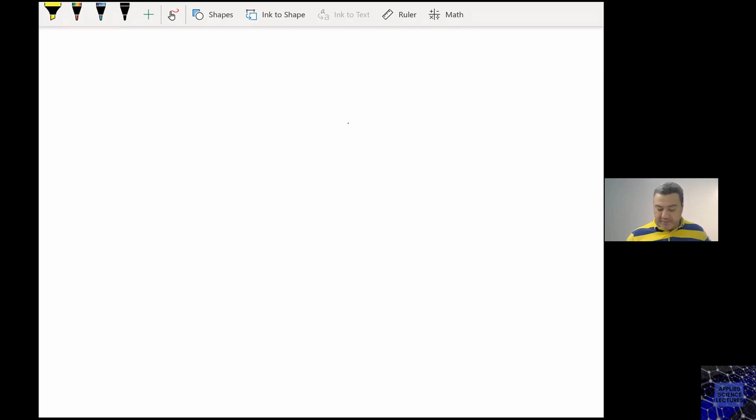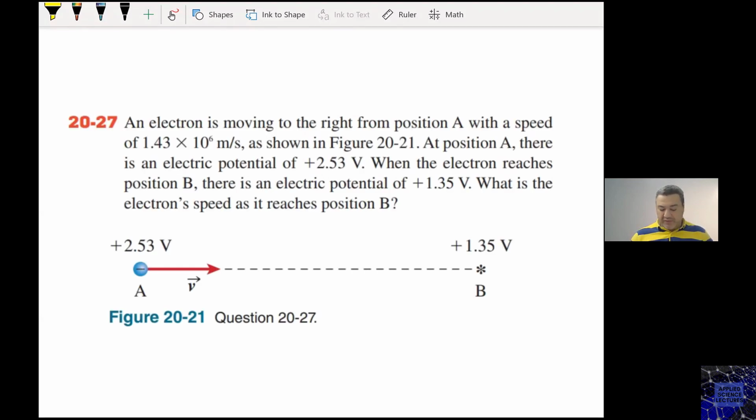So let's start with problem 2027. Problem 2027 reads the following. An electron is moving to the right from position A with a speed of 1.43 10 to the power 6 meter per second as shown in the figure. At position A, there is an electric potential of 2.53 volts. When the electron reaches position B, there is an electric potential of 1.35 volts. What is the electron's speed as it reaches position B?